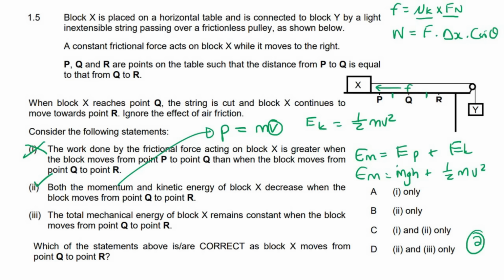Can we agree that this value here is not going to change because the height is not changing? The only thing that is changing is this. And we just saw from point number 2 that this parameter is going to become less. So the mechanical energy will not remain constant, will not stay constant when going from here to here. So this is wrong. So the only statement that is correct is number 2. So the answer is B.